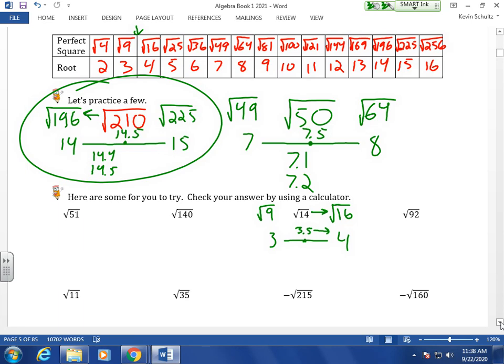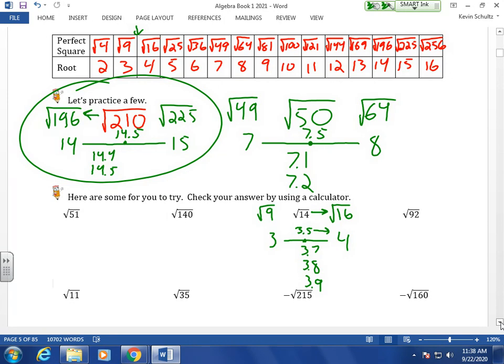So you might estimate that to be 3.6, 3.7, 3.8, maybe even 3.9. Any of those would be acceptable because, again, it is just an estimation. But you've narrowed it down that far.